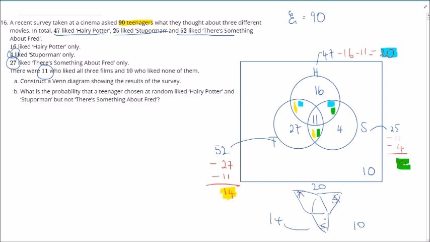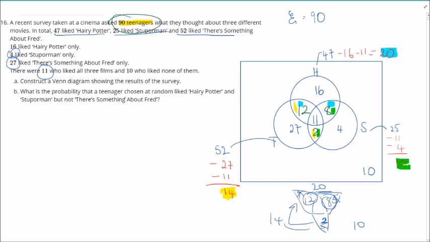So we have to try something smaller. We could try 2 and 8. If it's 2, then we need 12 over here, and 12 and 8 does make 20. So those are the numbers that we came up with: 2, 8, and 12. And we can check the Venn diagram by adding all the numbers, and surely it adds up to 90.